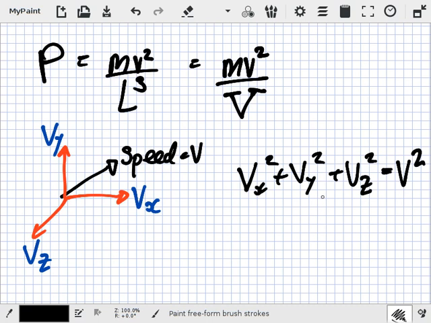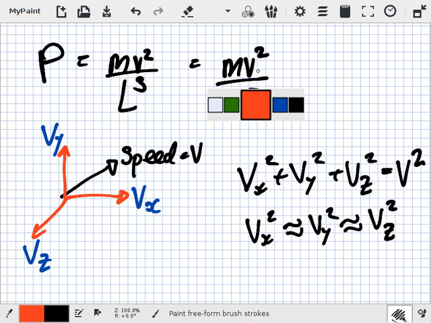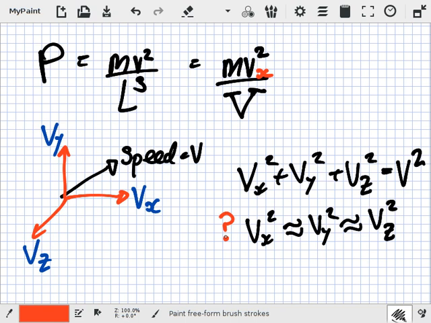Now, vx squared will roughly equal vy squared, which will roughly equal vz squared. We were actually looking at vx, because we were just looking at it going left and right. Does anybody know why I'm saying these 3 are roughly equal? Well, consider if they weren't equal. What would happen to the gas if, say, vy was bigger than vx and vz? If all the particles had a vy which was on average bigger than vx and vz, what would happen?